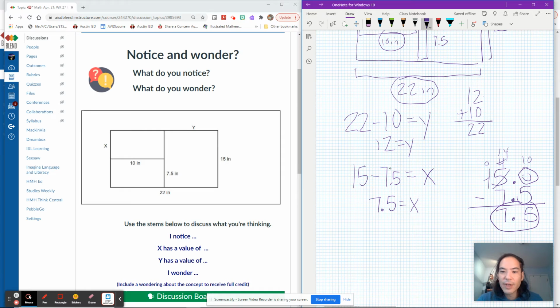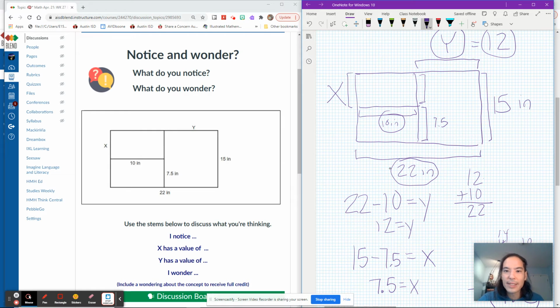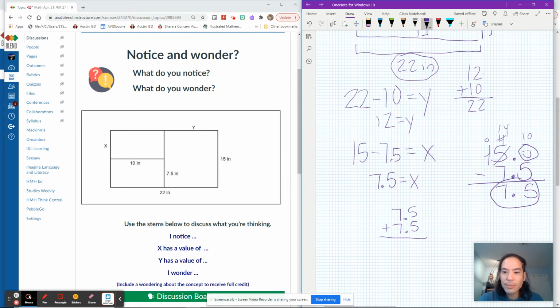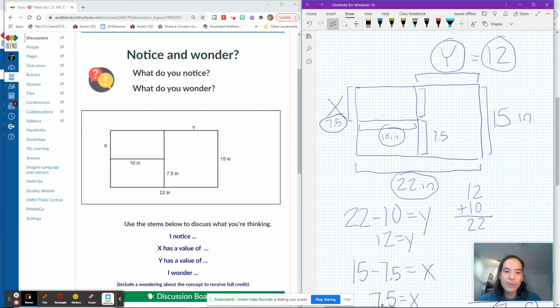So if we add 7 and 5/10 plus 7 and 5/10, that should give us 15. And if that comes to be true, then that shows that x is definitely 7.5, because 7.5 plus 7.5 should equal 15. So let's try that. Drop your decimal point like it's hot. Boom, 15. So indeed, x equaled 7 and 5/10, y equaled 12.